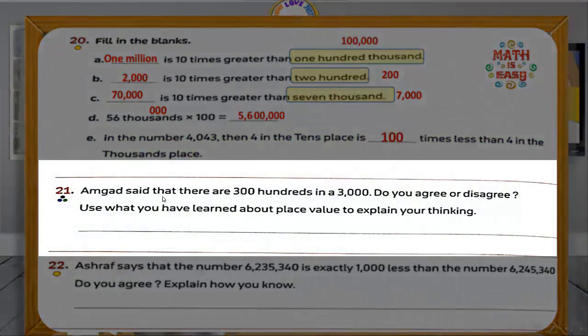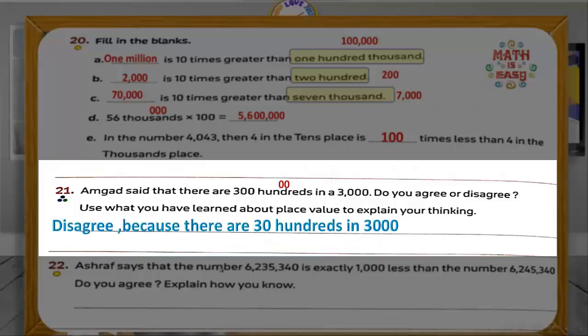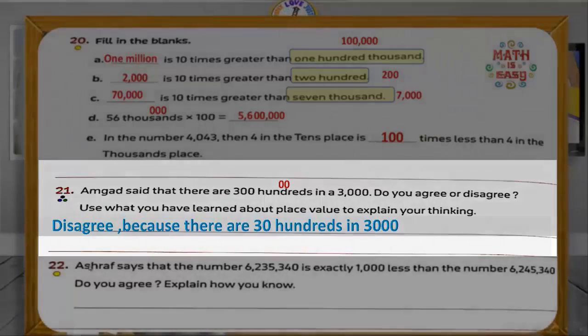21. Amjad said that there are 300 hundreds in 3000. Do you agree or disagree? And use what you have learned about place value to explain your thinking. 300 hundreds means 4 zeros or 30,000. 30,000 is bigger than 3,000. We can't find the 30,000 inside 3,000. This is not right, so we disagree because there are 30 hundreds in 3,000.